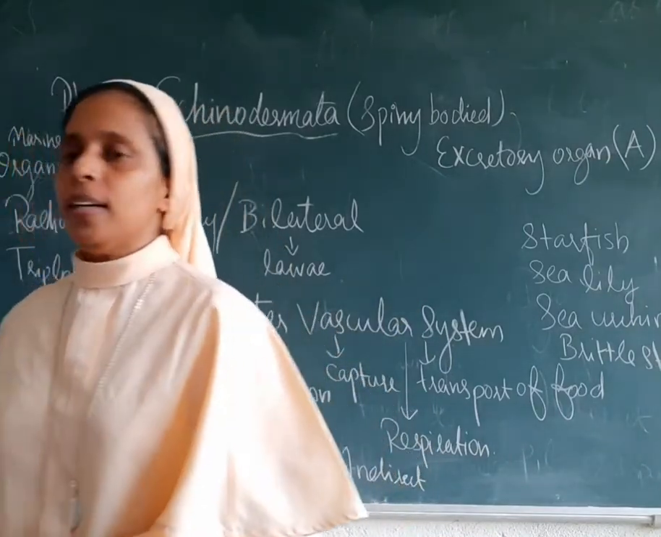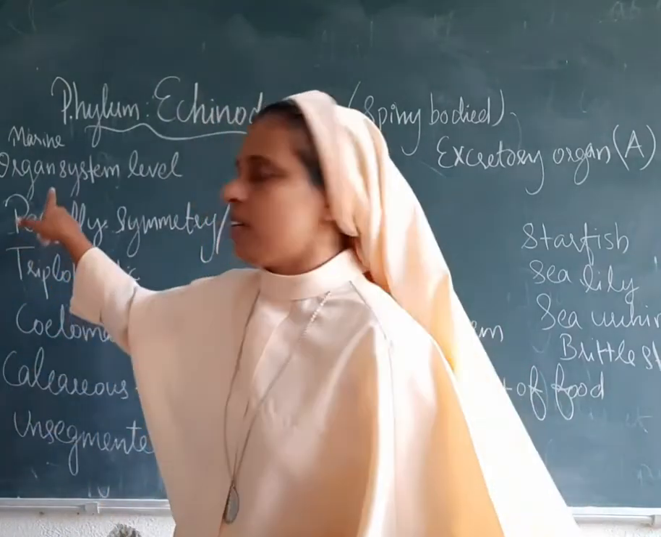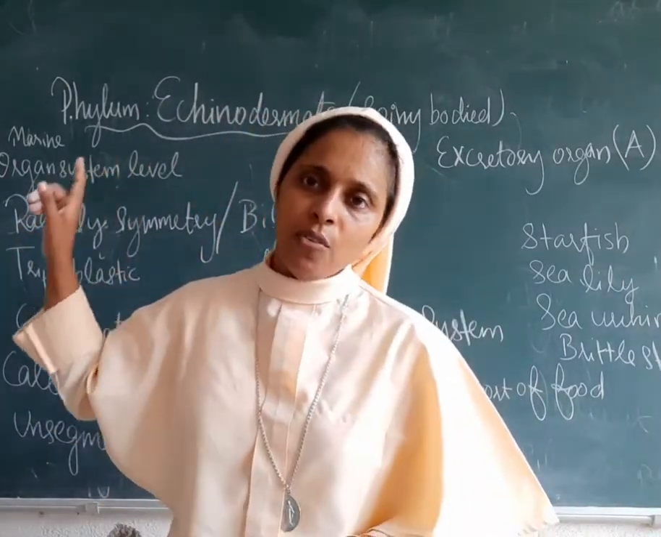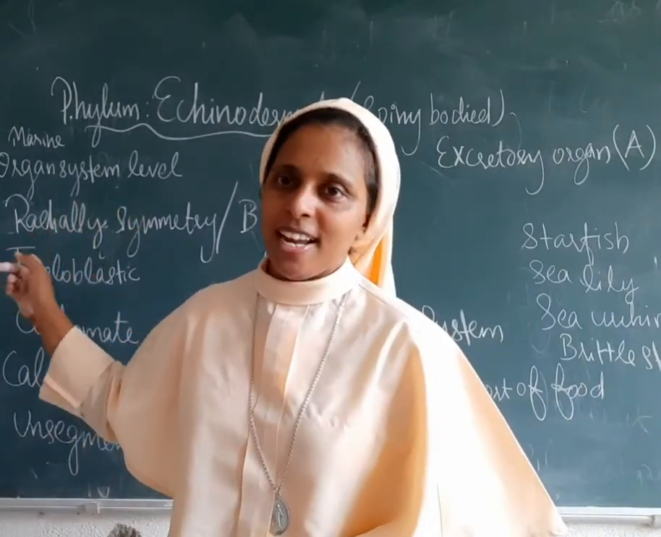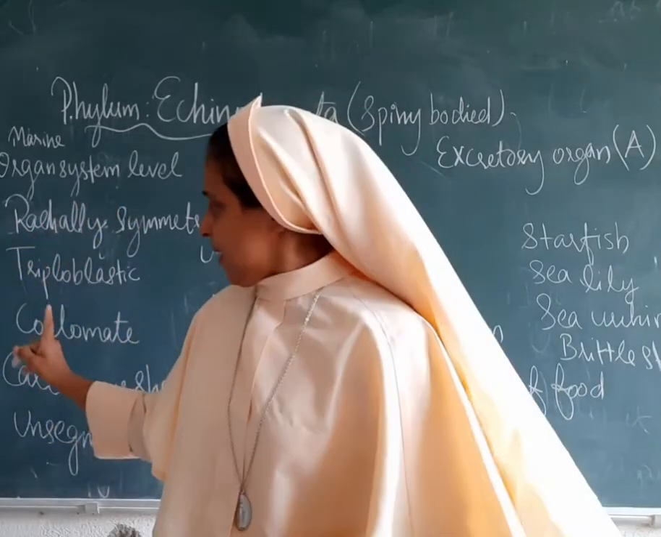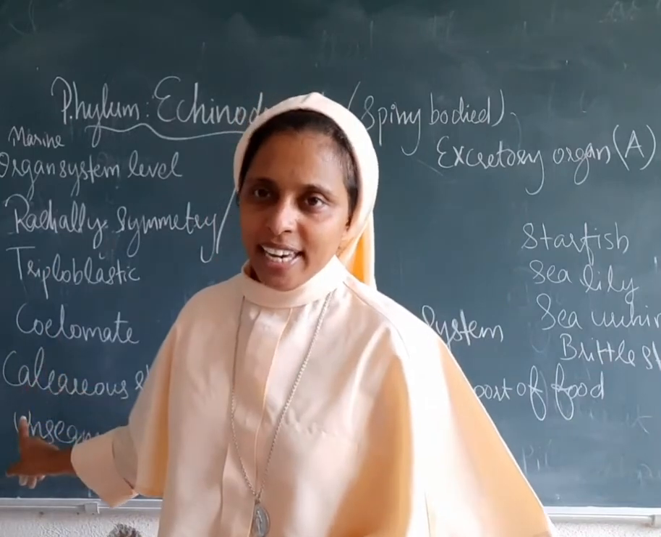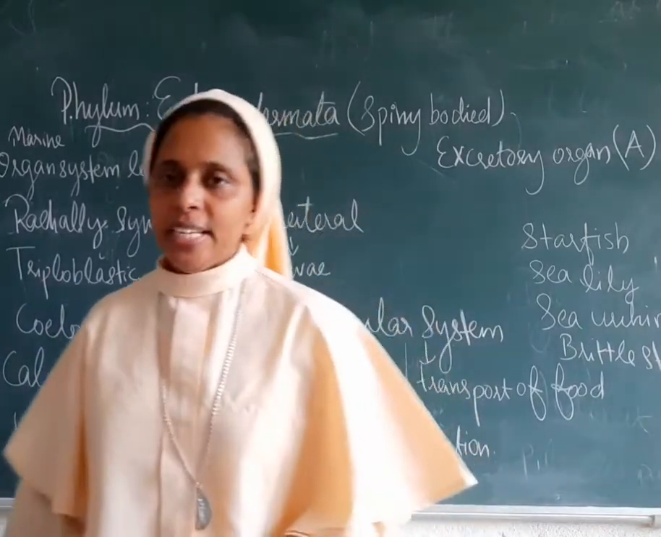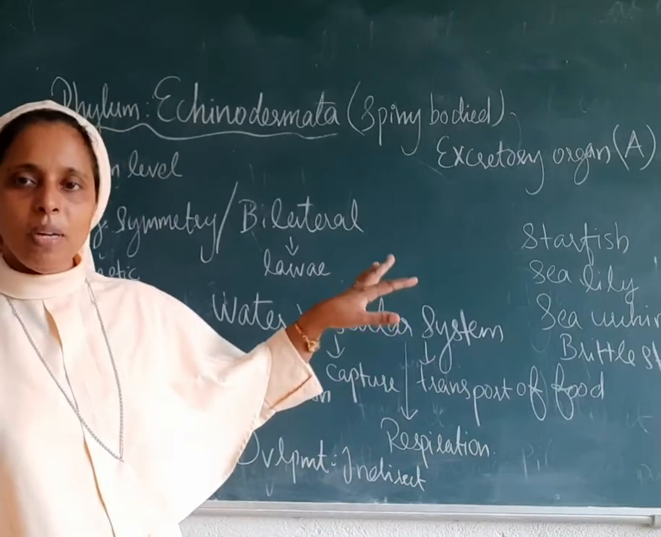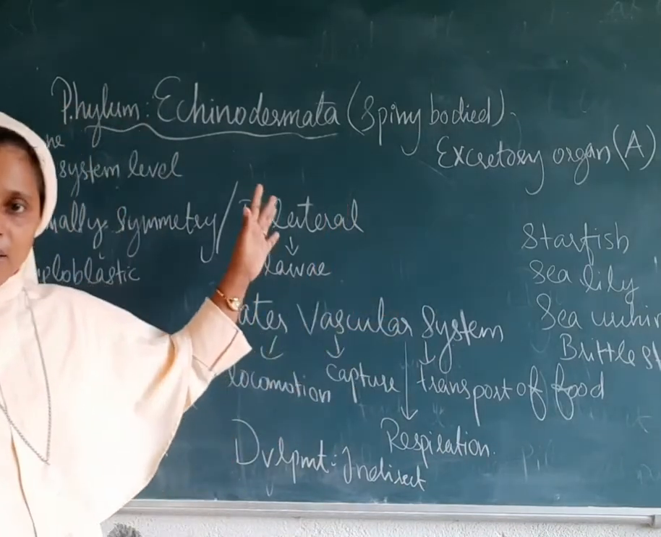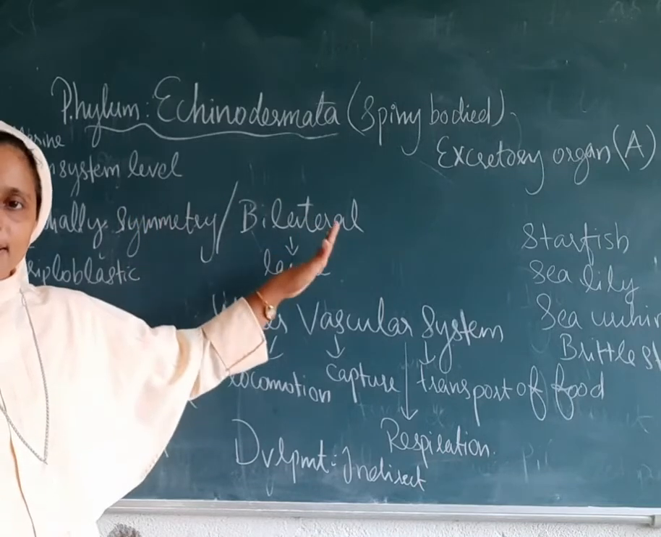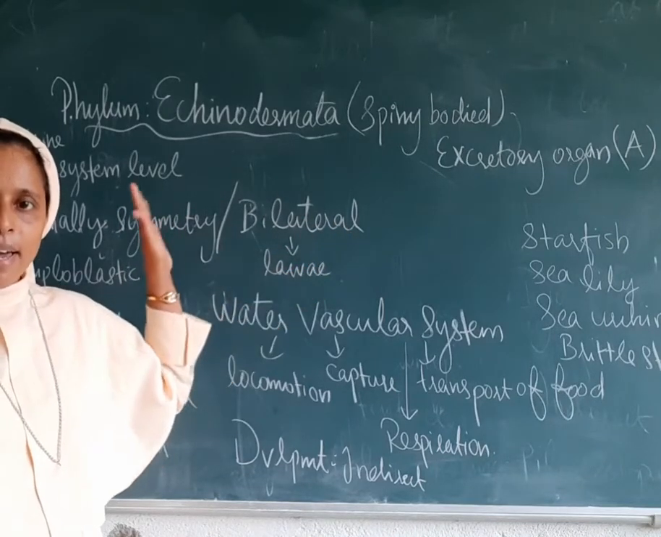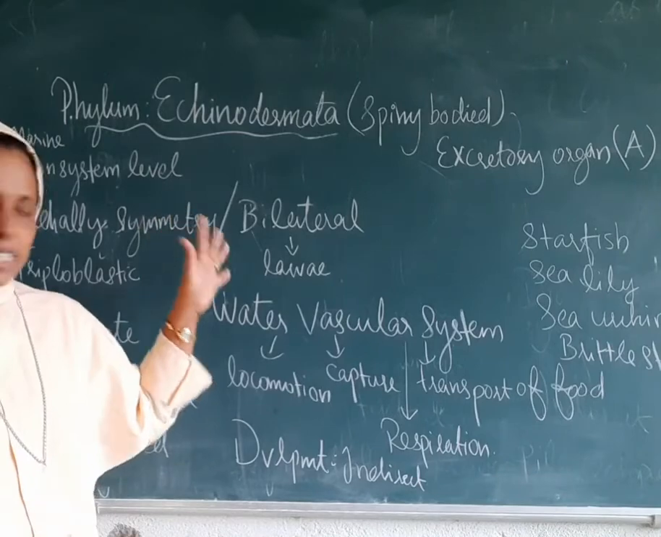Okay. Then the next important feature is that they have the organ system level of organization. The body is radially symmetrical, triploblastic, and coelomate. They have a calcareous shell over the body. The body is unsegmented; segments are not present. They exhibit both forms, bilateral as well as radial symmetry. Bilateral symmetry is exhibited in the larval form, and radial symmetry in the adult form.